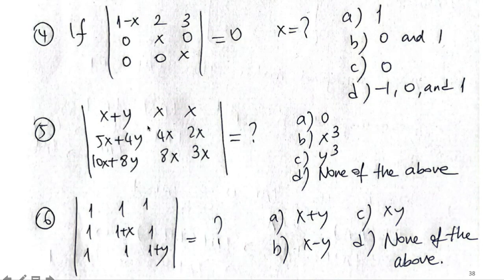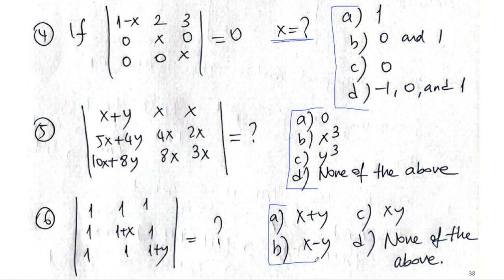Here are a few more questions. Again, you can try to solve these by yourself. The fourth one is asking you to find the value of x and choose one of these multiple choices. Again, these are given choices for you. So these are multiple choice questions, and you need to do the calculation for the determinant in 5 and 6.